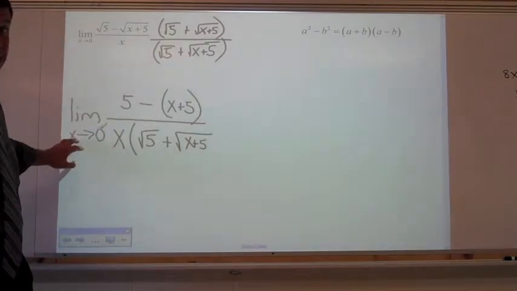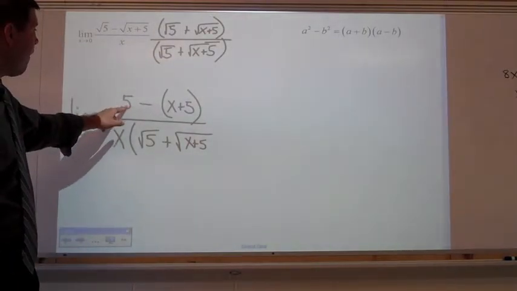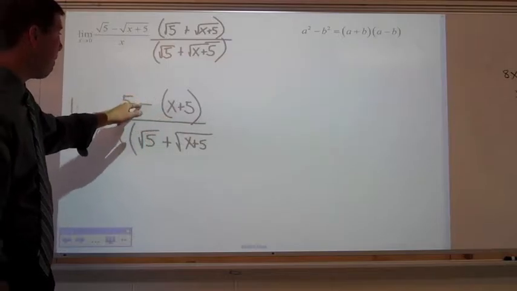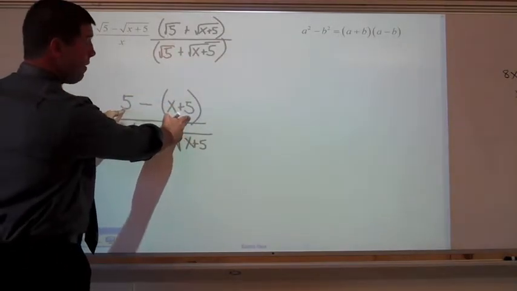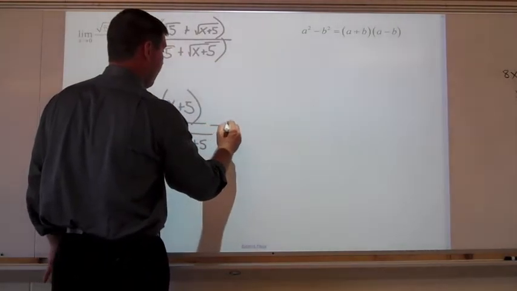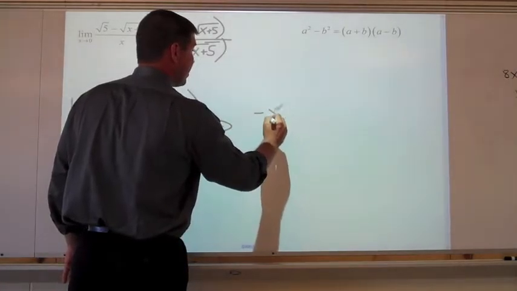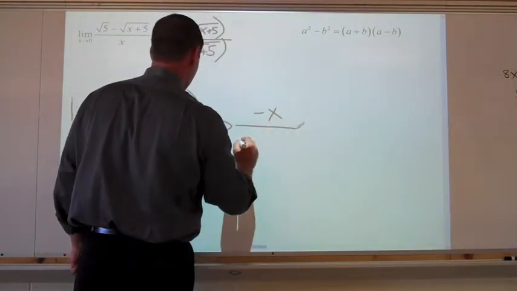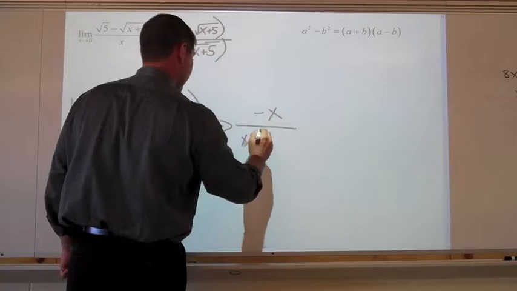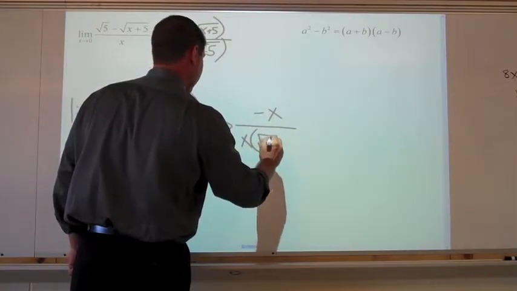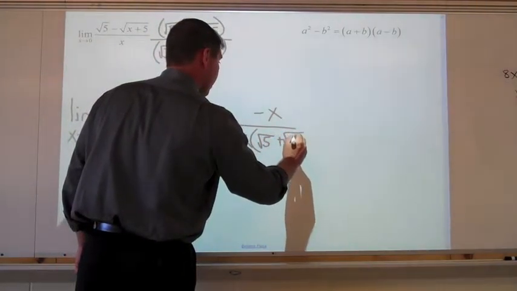So we're looking for the limit as x approaches 0. 5 minus (x plus 5). The 5's cancel, so you're left with a negative x on the top over x times (square root of 5 plus square root of x plus 5).